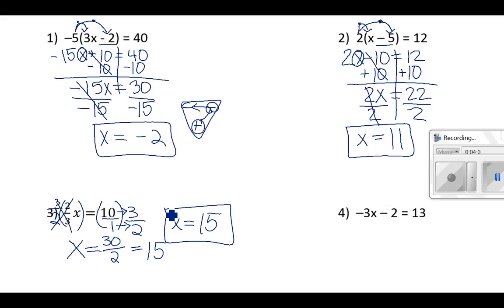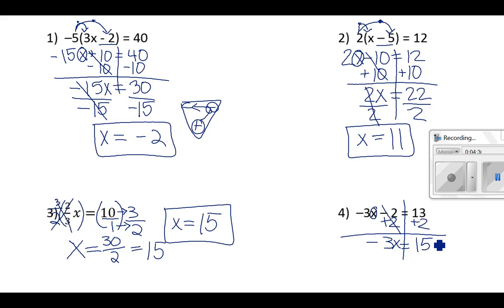Question 4, another two-step equation. I don't have to do anything with distribution. I'm going to start solving. I want to get x alone, so I'm going to get rid of -2 first. The inverse of -2 is plus 2. Bring down the -3x. Don't forget about the negative. 13 plus 2 is 15.